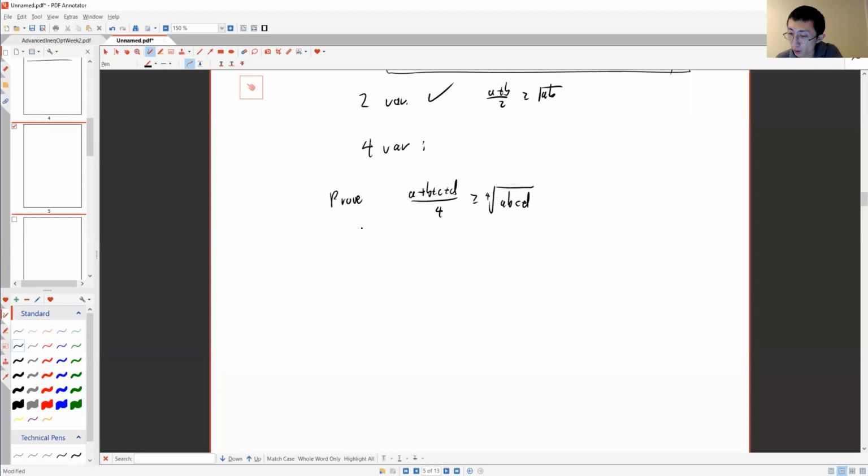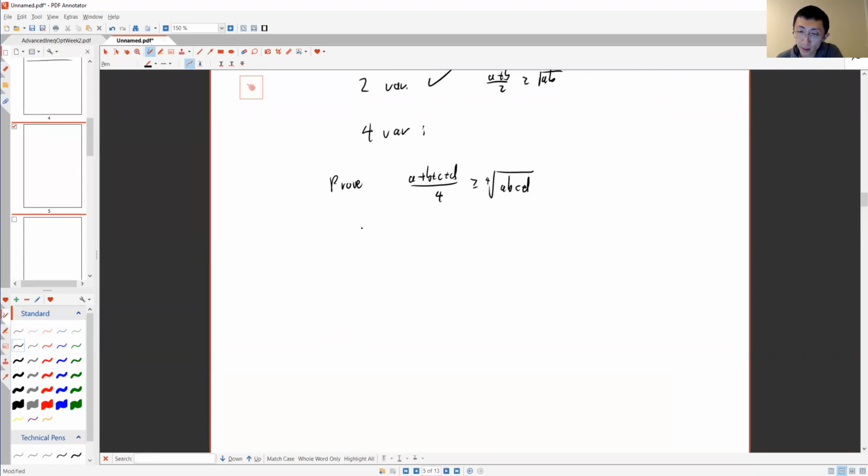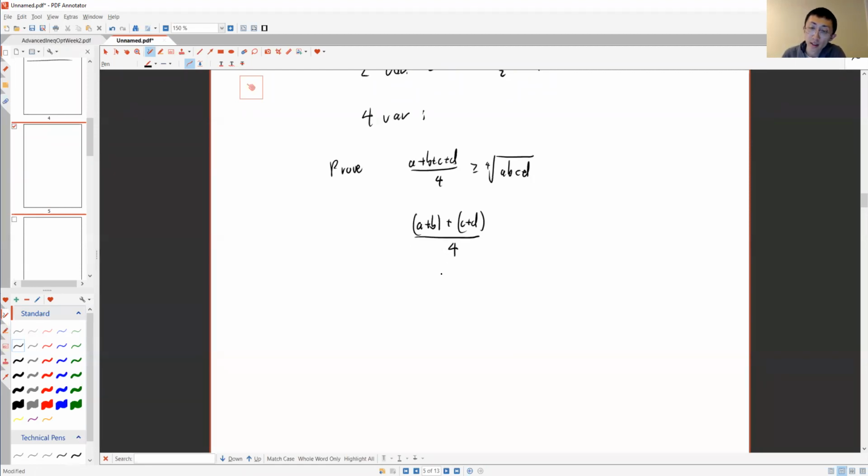So Pranav says we can group A with B and C with D. Yeah. Can you specify a bit more detail? So Sam says, apply AM-GM for A and B and then C and D. Yeah, that's the key idea here. So we can say this is the average of A and B plus the average of C and D, and you average these 2 numbers.